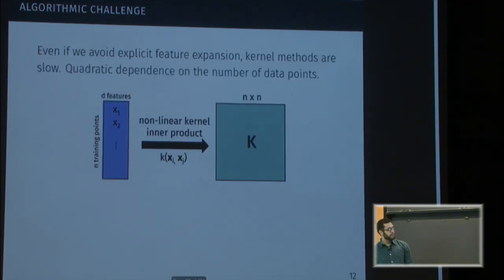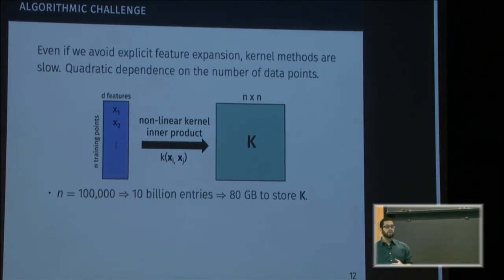OK. So the problem, which I think we're already picking up on, is that this can be super slow. This is an n by n matrix. It depends quadratically on the number of data points. Even for reasonably sized problems, you're not going to feasibly be able to write down this matrix, let alone operate on it in memory, manipulate it to solve your kernel regression problem.